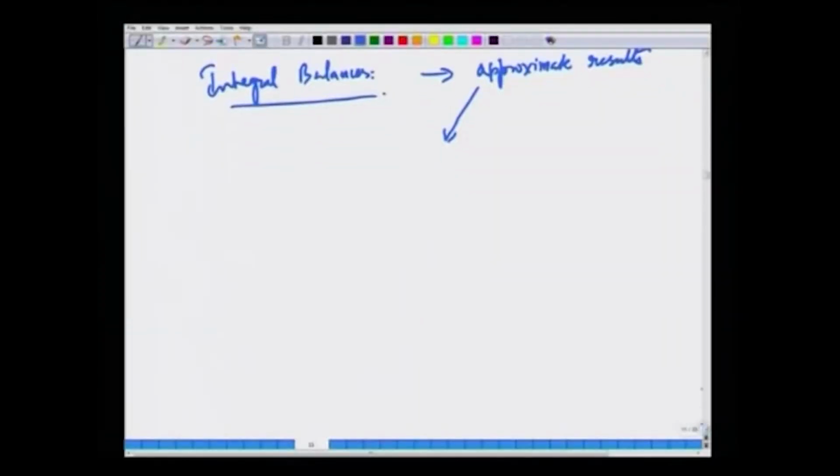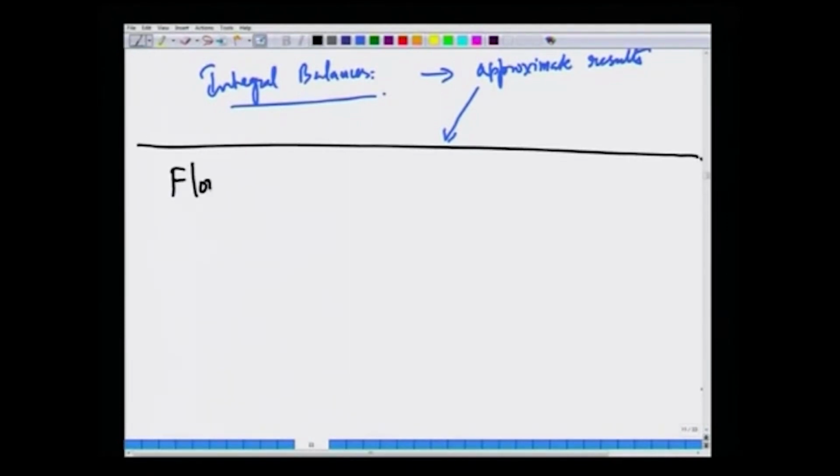Now, we will get back to the problem that we started doing last lecture, that is an application of integral balances to flow measurement.